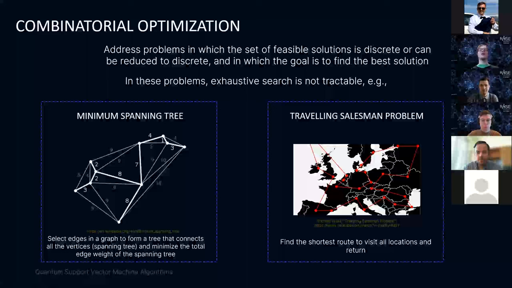So you need to come up with a smart strategy to try to find a good solution for a problem in a smart way. Here are plotted two examples of the most famous combinatorial optimization problems: the minimum spanning tree, which is related to graph theory, and the traveling salesman problem, which is I think one of the most famous problems in combinatorial optimization, which is related to finding the shortest route to visit all locations in a given map.